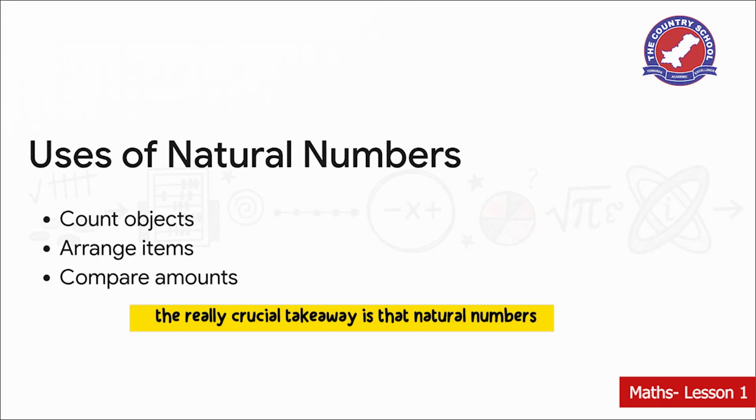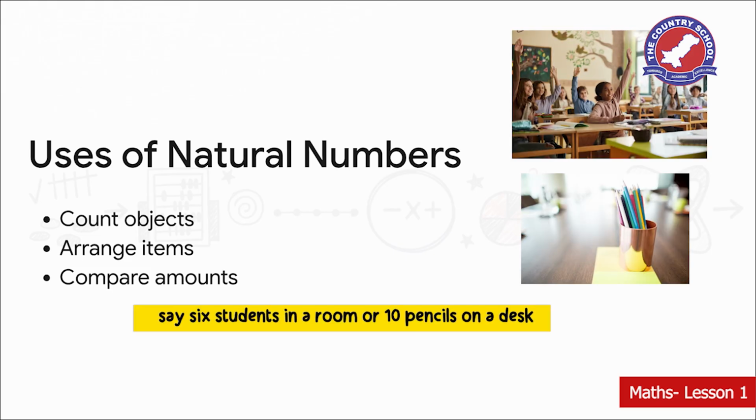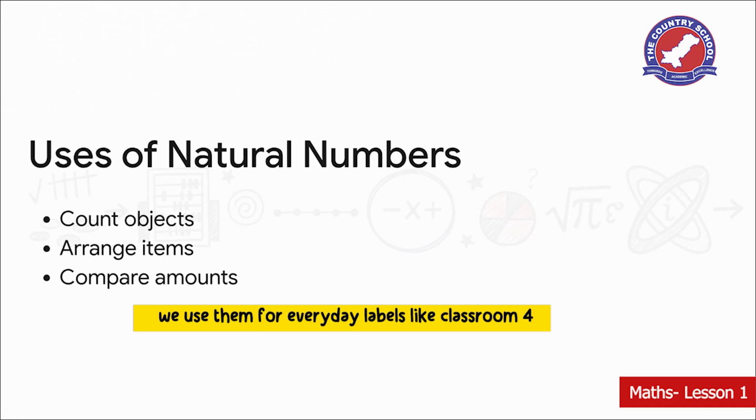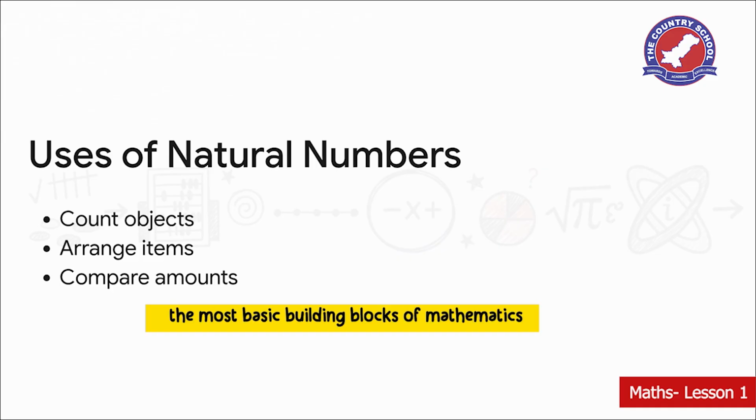So, the really crucial takeaway is that natural numbers are incredibly grounded in our everyday physical environment. We use them for tangible things all the time. Counting objects, like, say, 6 students in a room or 10 pencils on a desk. We use them for arranging items in order, first, second, third. We use them for everyday labels, like classroom 4, and for comparing quantities to see who has more. They are, quite literally, the most basic building blocks of mathematics.